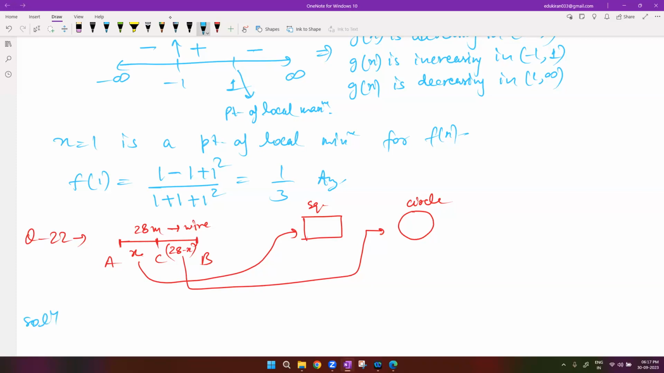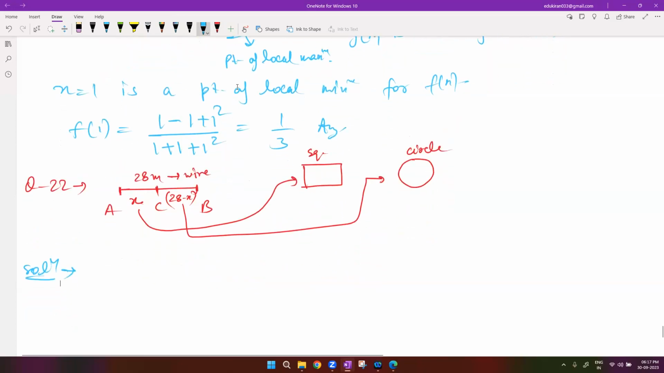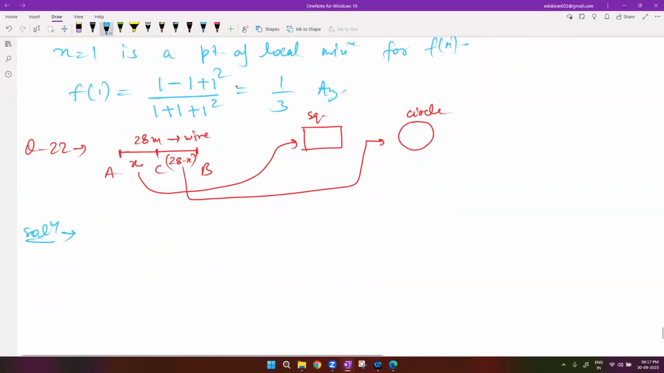Okay, we have to solve this. So we need to emphasize the information that we have here. One piece of information is that we have a wire of length 28 meter and it is being cut into 2 pieces. If one piece has a length of X, then the other piece will have 28 minus X meters length. Correct? This was used for this information.